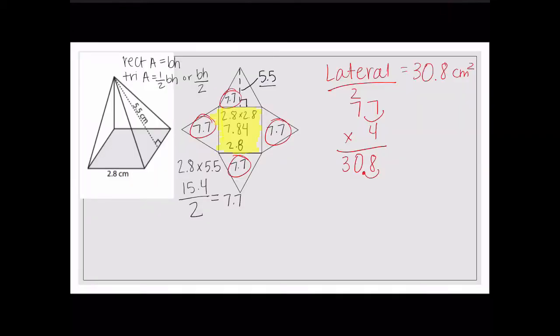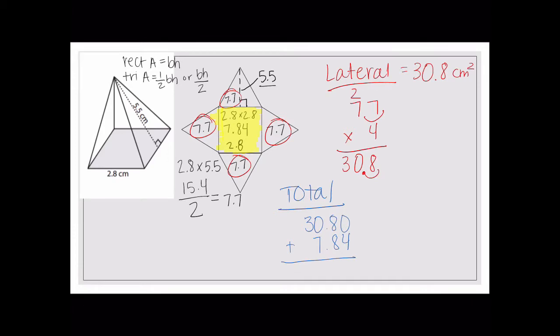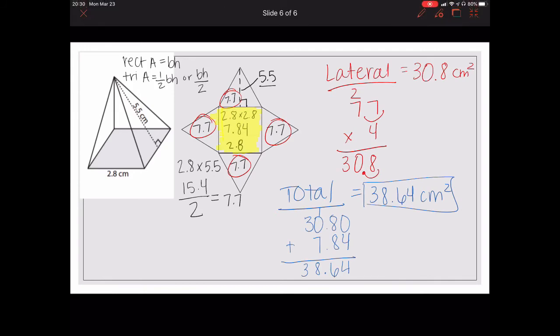And then our total is everything, including that base. So you can take your lateral and just add in your base. Okay, so keep moving over. Our total is now 38.64 centimeters squared. And that is a brief lesson on surface area.